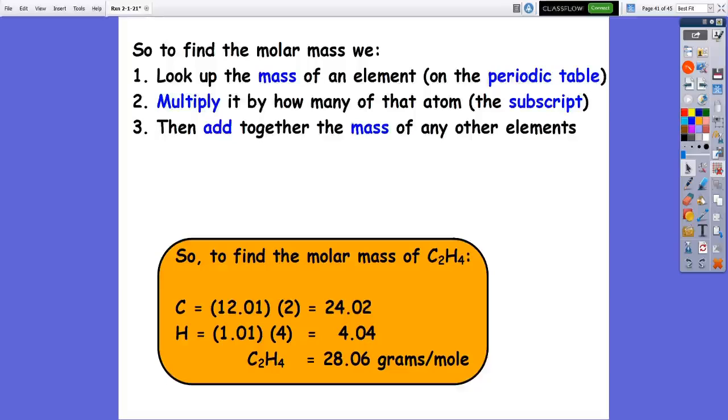So in class, we had an example. We had C2H4. So the mass of carbon is 12.01. My subscript is a 2, so 2 times 12.01 gave me 24.02. Next, I had hydrogen. So the mass of hydrogen is 1.01 times its subscript of 4 hydrogens gave me 4.04. So when I add 24.02 grams plus 4.04 grams, I get a final molar mass of 28.06 grams per mole.